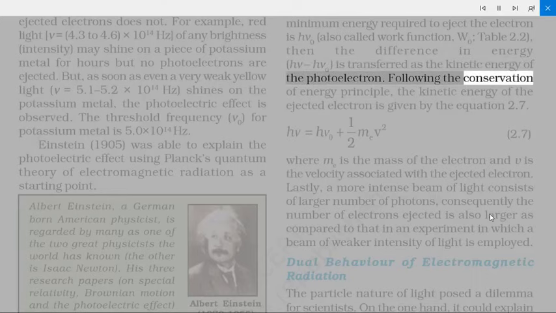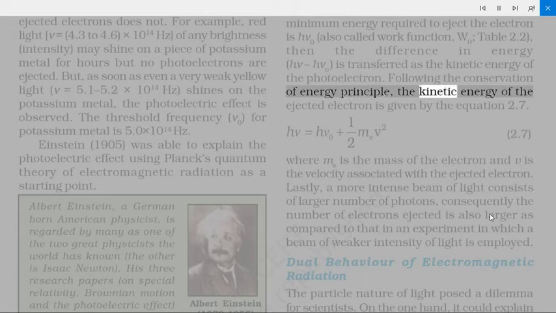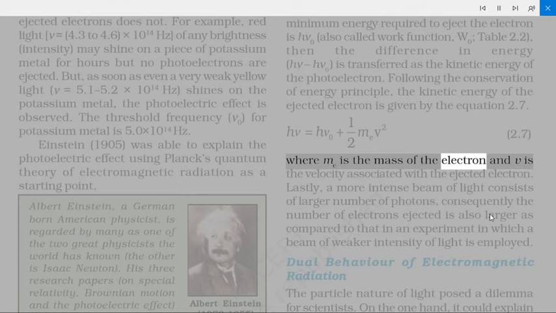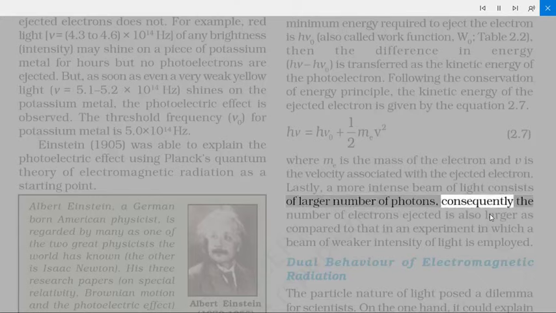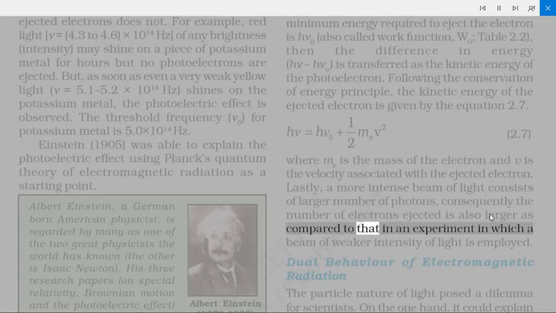Following the conservation of energy principle, the kinetic energy of the ejected electron is given by equation 2.7, where μ is the mass of the electron and v is the velocity associated with the ejected electron. Lastly, a more intense beam of light consists of a larger number of photons. Consequently, the number of electrons ejected is also larger as compared to that in an experiment in which a beam of weaker intensity of light is employed.